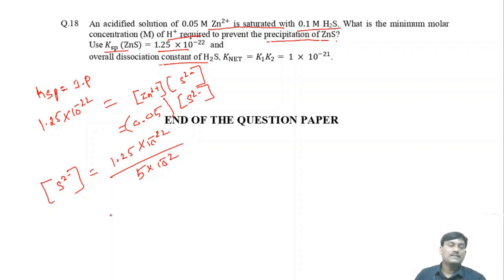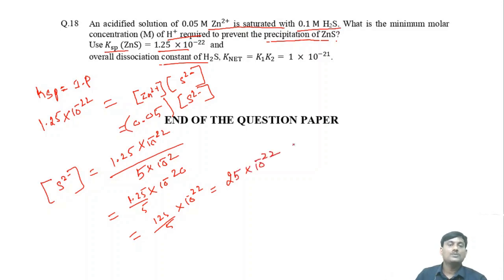So it can be written as 1.25 by 5 into 10 to the power of minus 20, and it can be written as 125 by 5 into 10 to the power of minus 22. So it is 25 into 10 to the power of minus 22 molar. This is the S2 minus concentration.